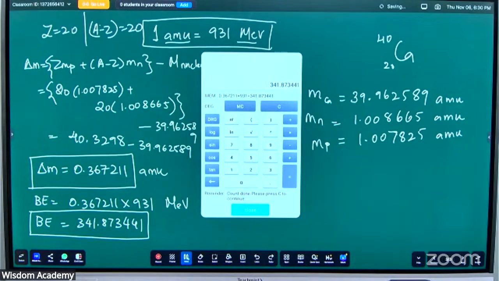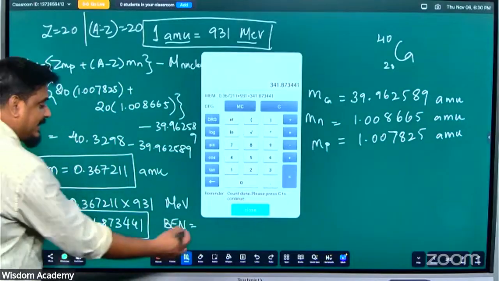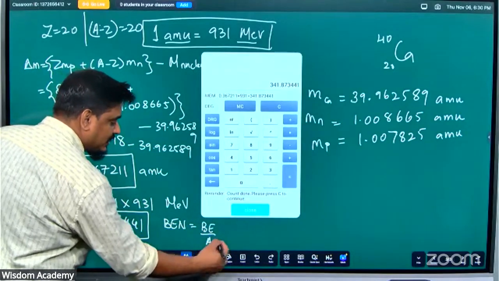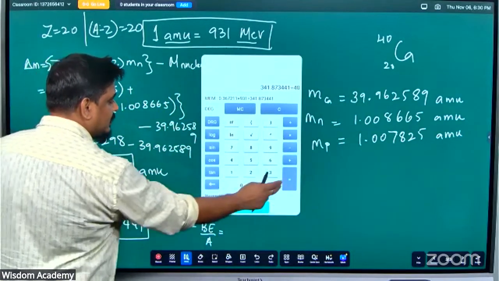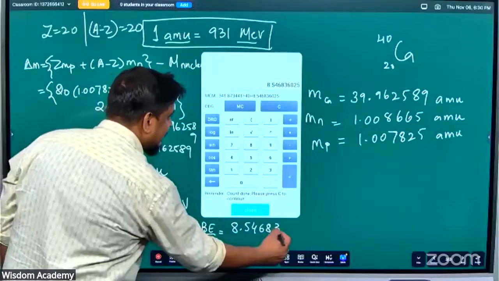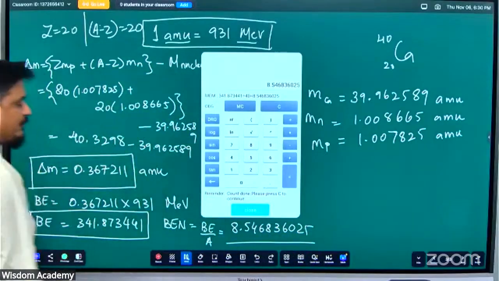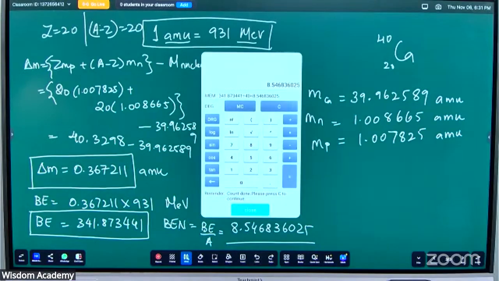And if I want to find binding energy per nucleon, which will be binding energy by number of nucleons, how much will that be? If I divide this number by total nucleons, which is 40, how much are you going to get? 8.546836025. If you are getting around 8.54, your answer is correct. Has anybody got this answer? 8.54. Check if anybody got the answer. Sir, I got 8.546. If you got 8.546, you are perfectly correct. You'll get full marks.